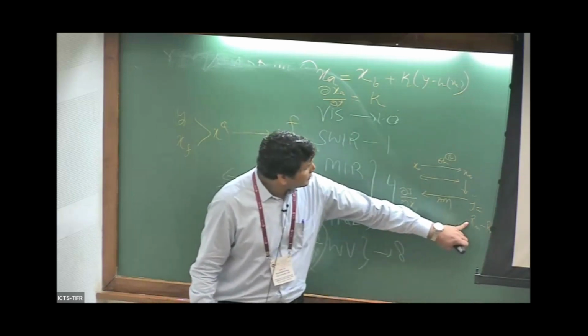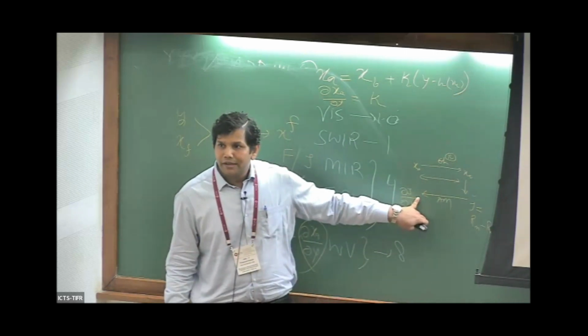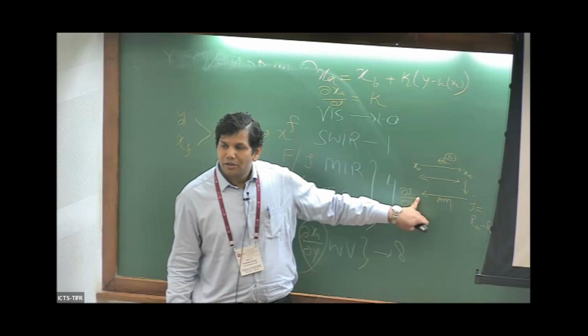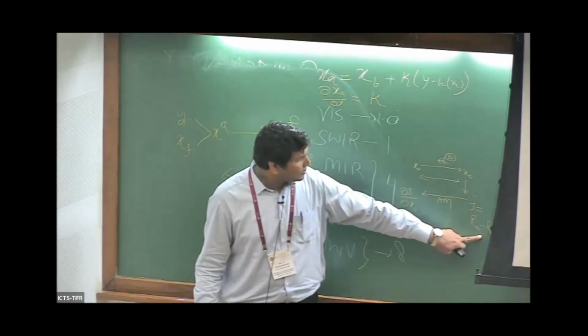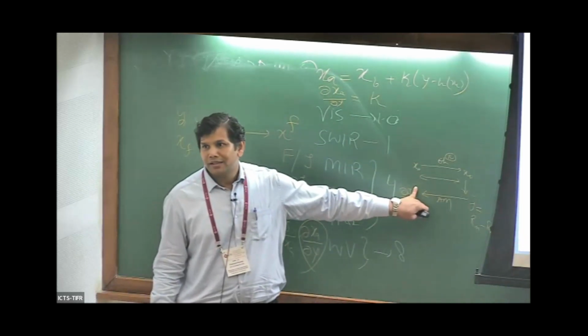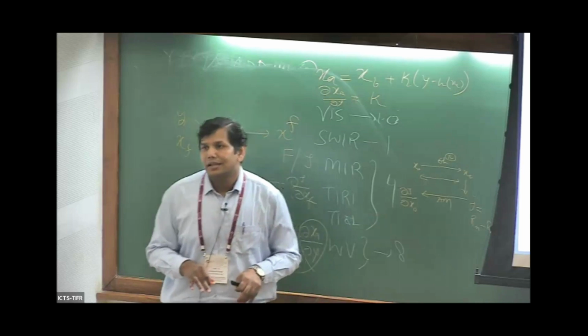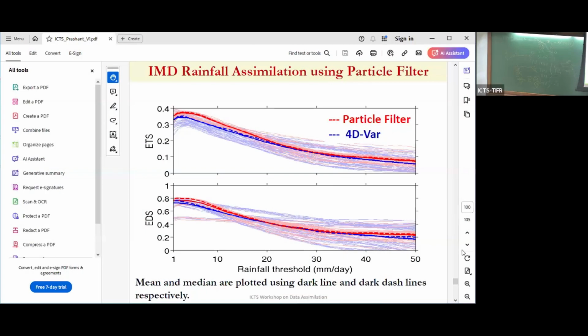Now this difference, how will it change my analysis initial condition using the adjoint model? How much will this difference of rainfall contribute to the basic parameters? Like this, it will change the temperature, moisture and other fields. Okay, now this is one parameter, ETS, equitable threat score.